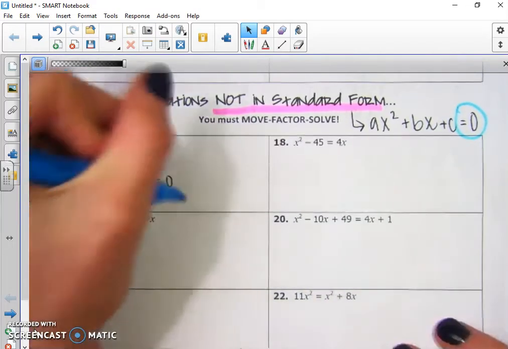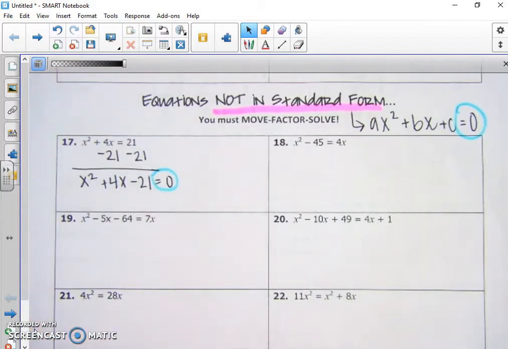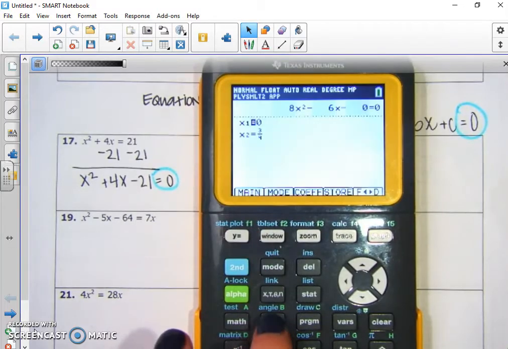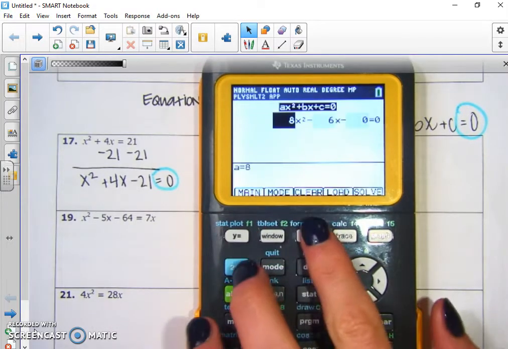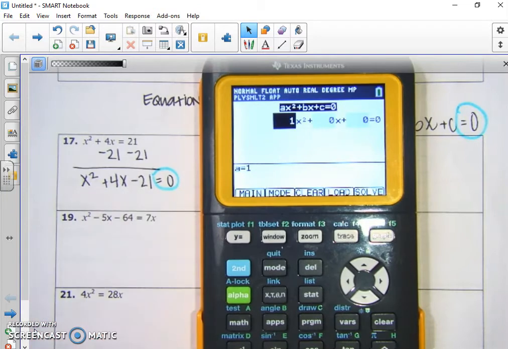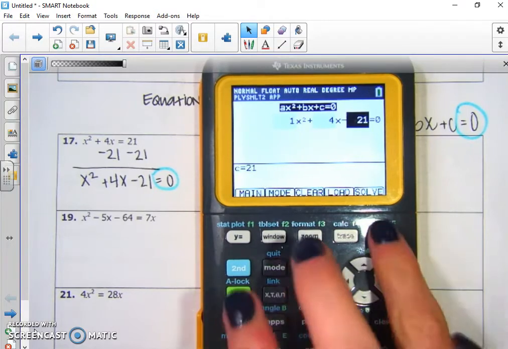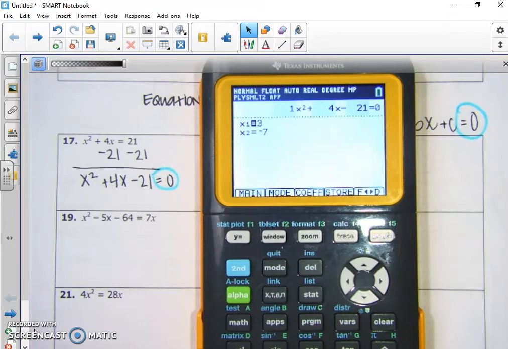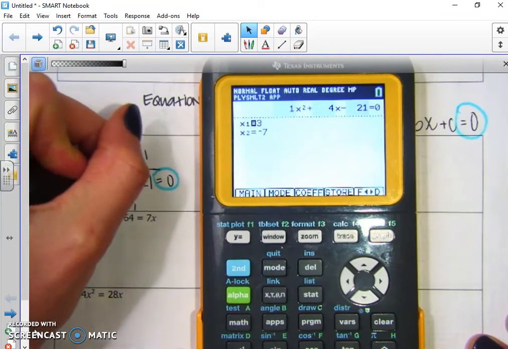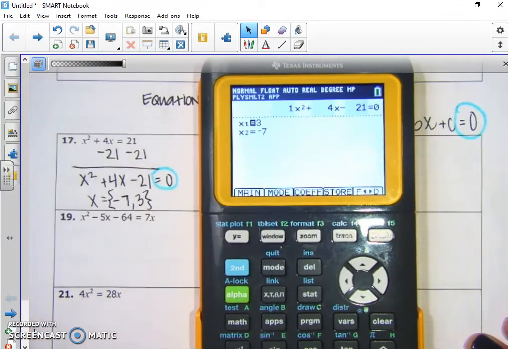So now that we have something equal to 0, this is in standard form and we can factor using our calculator. I'm already in my app, so I'm going to clear my coefficients and type in our new coefficients, 1, 4, and negative 21. When we do that, our calculator gives us our solutions. So our solutions are negative 7 and 3, or 3 and negative 7. And that's all we have to do for that.